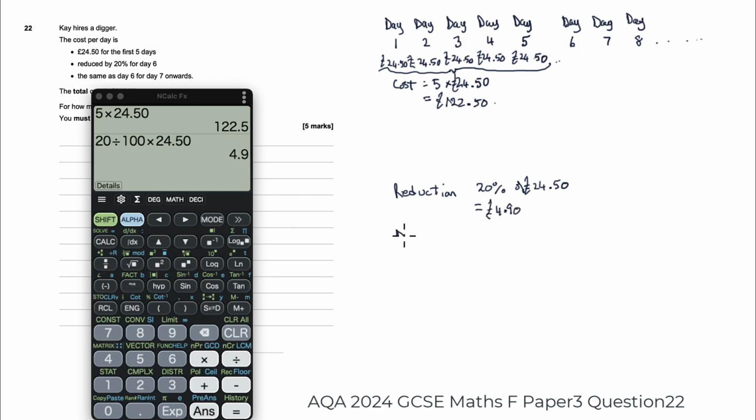And so the new cost would be the old cost, which is £24.50, minus that reduction, and subtract a reduction of £4.90. And there we get £19.60.